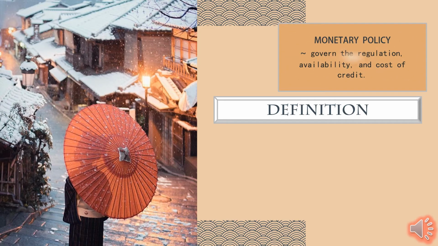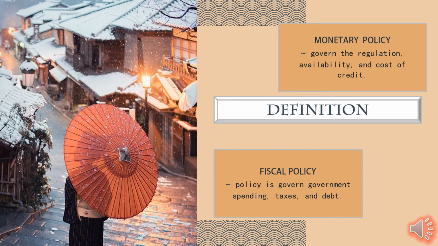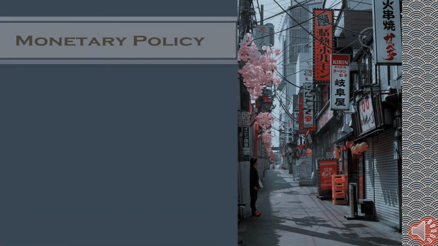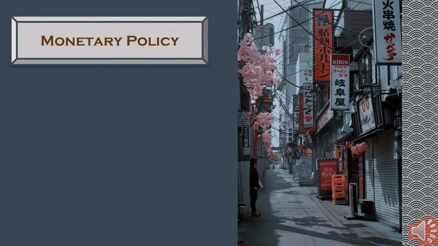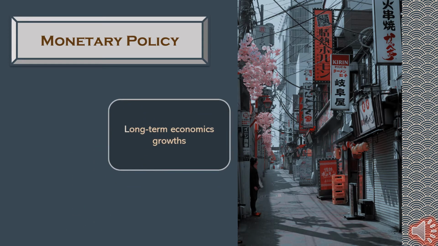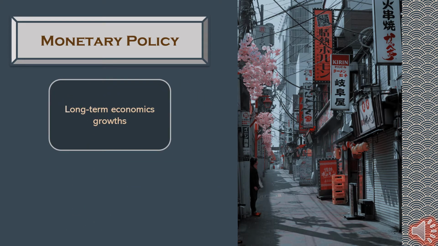the fiscal policy and monetary policy. Monetary policy governs the regulation, availability, and cost of credit, whereas fiscal policy governs government spending, tax, and debt. In addition, monetary policy is the set of measures taken by a country's central bank to manage the money supply and achieve long-term economic growth. It may be classified as either expansionary or contractionary.